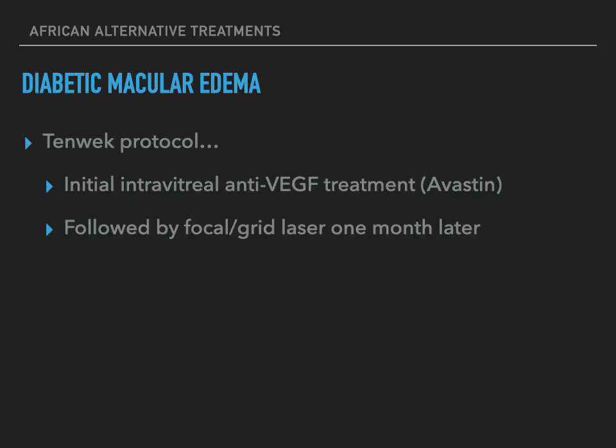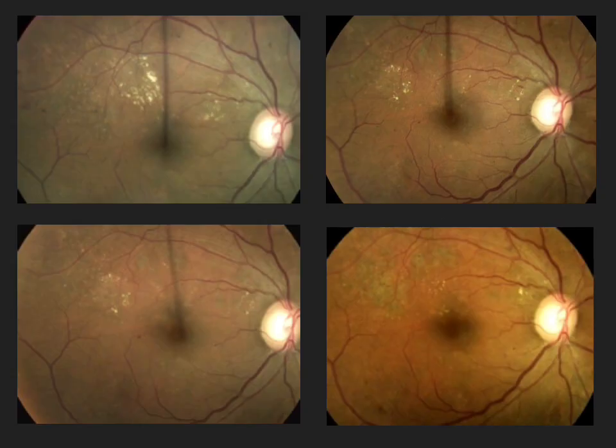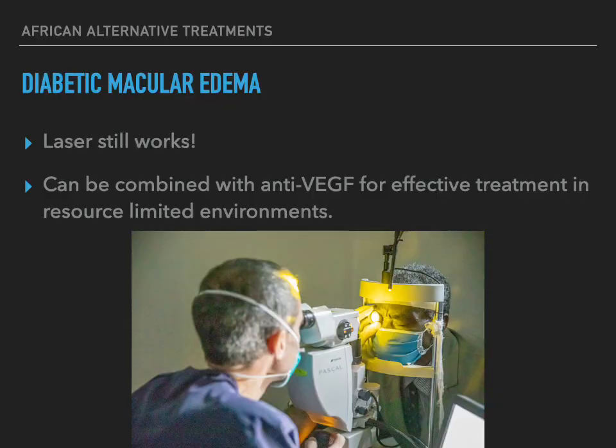So at TENWEK, we try to use the data from the protocols I and T, but we recognize the average Kenyan cannot afford monthly injections. Typically, we would use an anti-VEGF agent first, followed by focal grid laser 1 month later. And this is just one patient followed over 2 years. You can see the macular edema and hard exudate in the upper left picture, and after focal grid laser, slowly both of these have resolved over 2 years. Believe it or not, laser still works, and it can be combined with anti-VEGF treatment for effective treatments in a resource-limited environment.